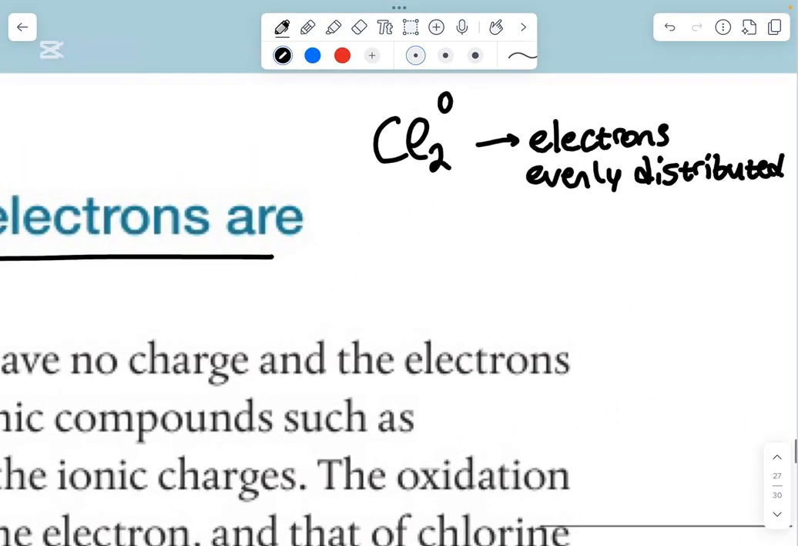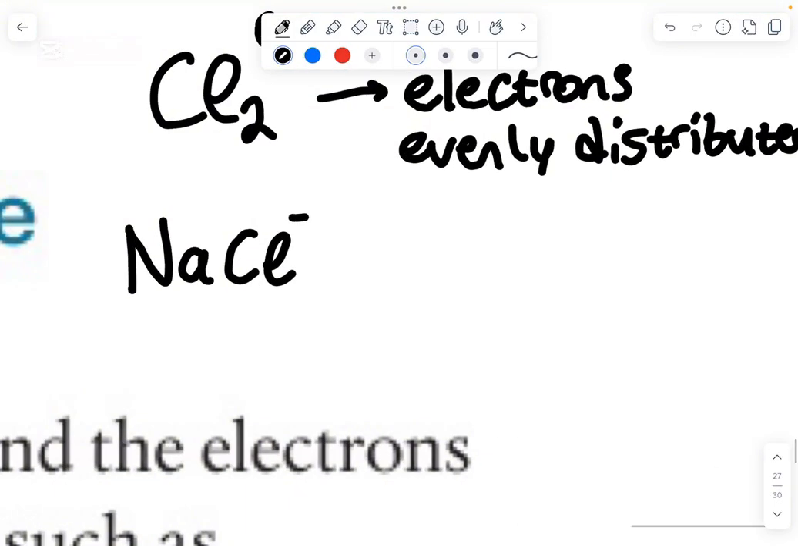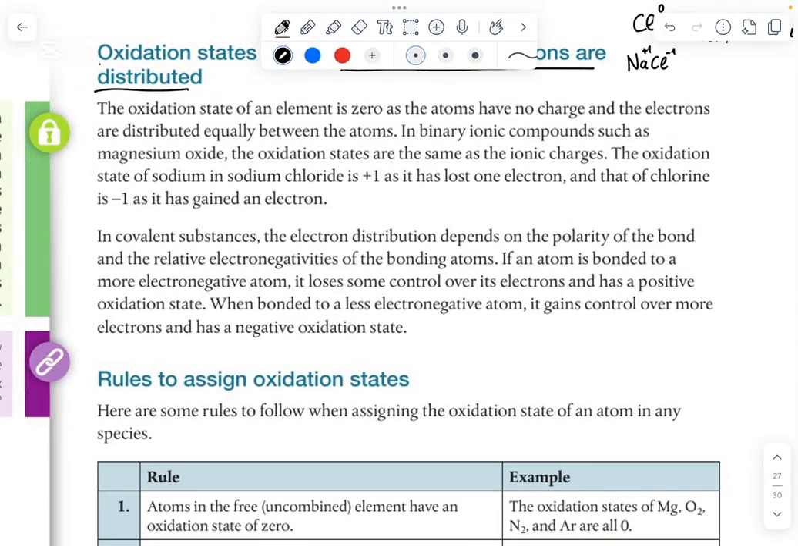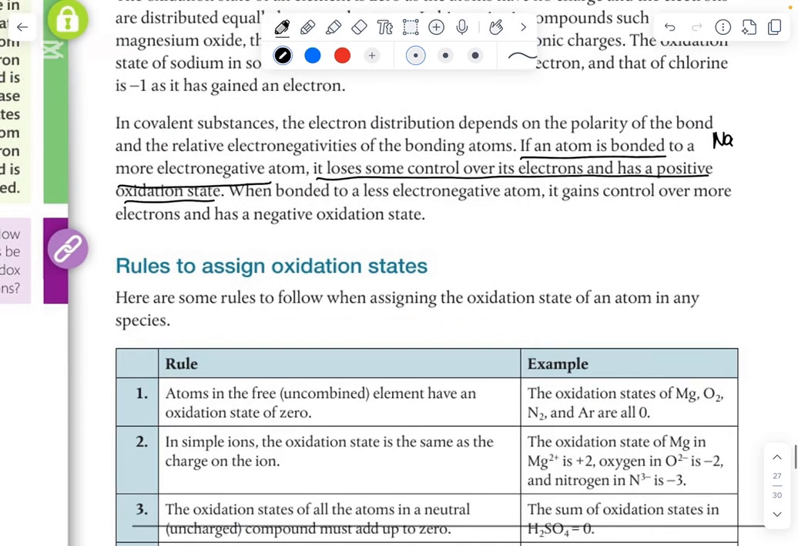Now let's talk about sodium chloride. Chlorine is going to have an oxidation state of -1, and sodium is going to have an oxidation state of +1. This is because when an atom, which is sodium, is bonded to a more electronegative atom, it loses some control over its electrons and has a positive oxidation state.